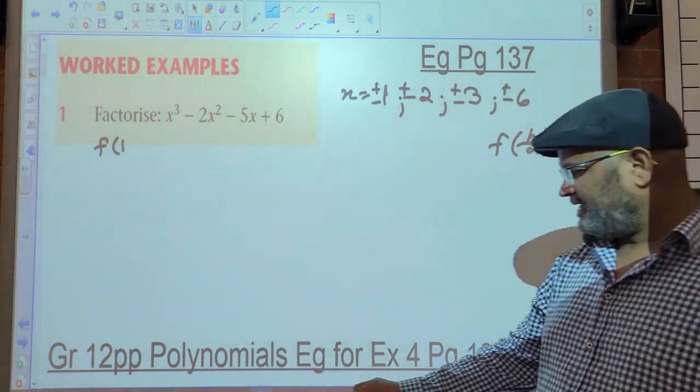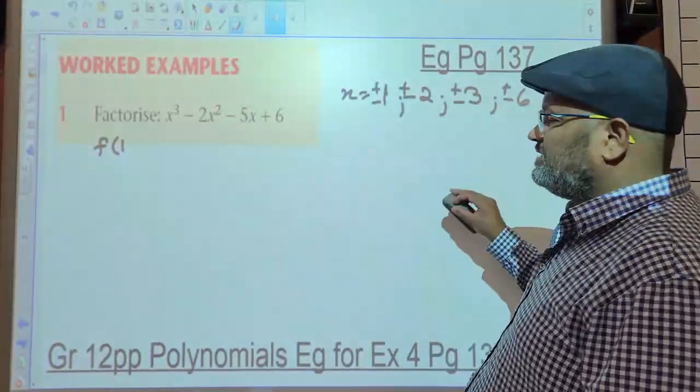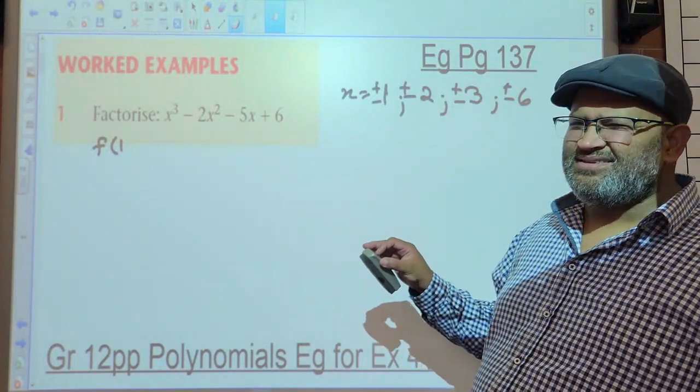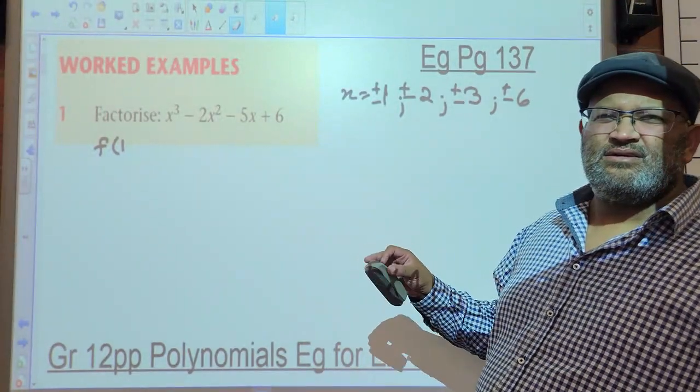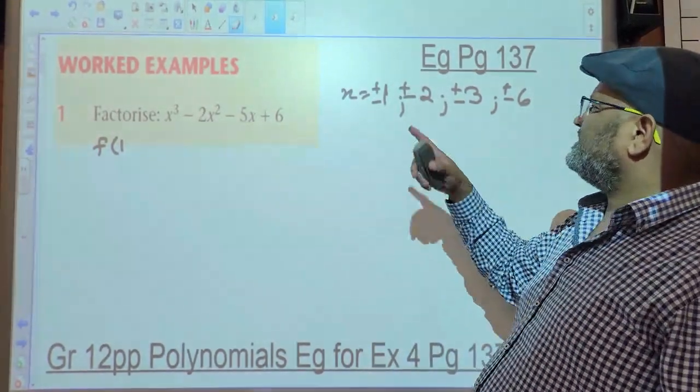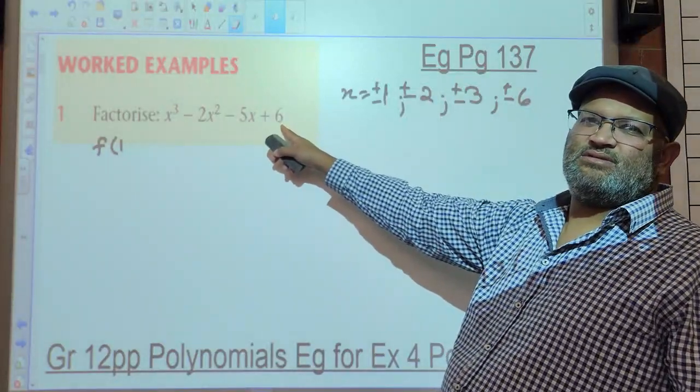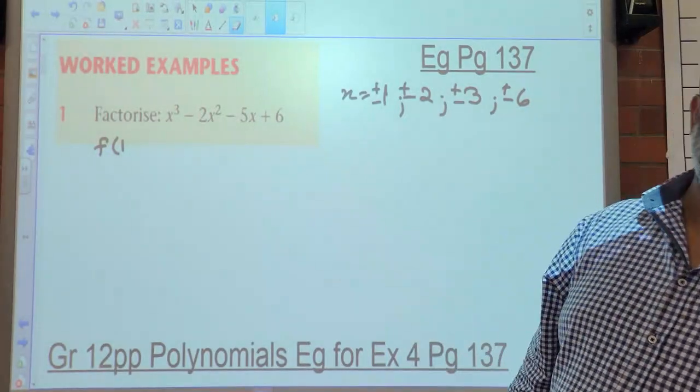Those values always work, but if you look at 6, can 4 go into 6? So 4 won't work.